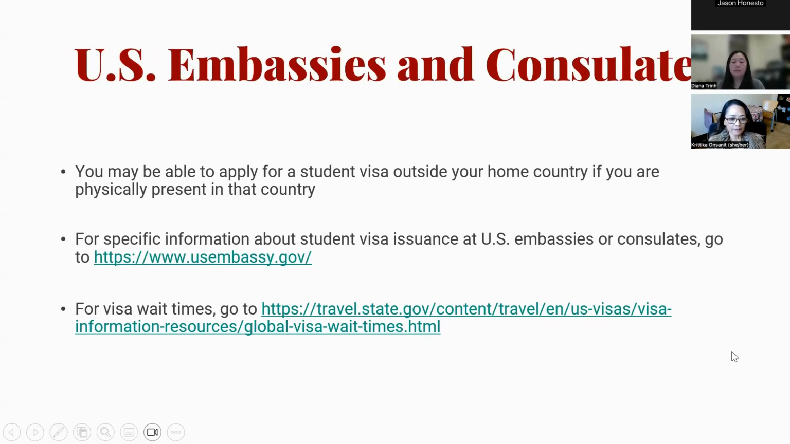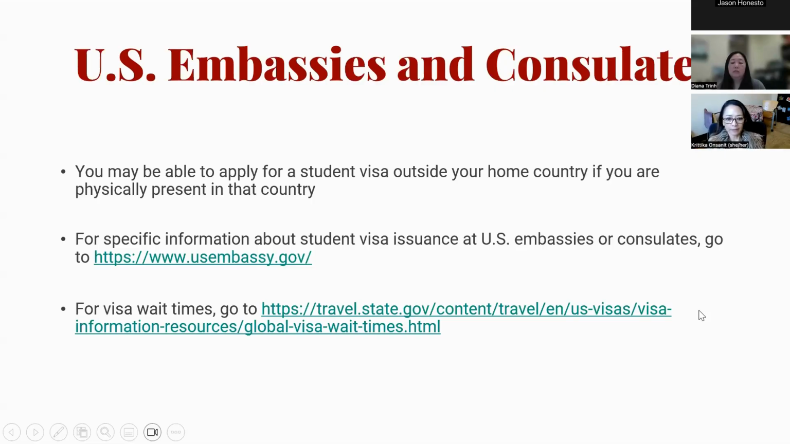Okay, so if you are in the position where you need to apply for that student visa, which most of you probably are, you're going to need to do that in your home country, probably. If you're not in your home country, it may be possible to apply from a third country if you're physically present in that country. But you will have to check with the US consulate or embassy in that third country to see if they are taking F1 student visa applications for your citizenship. We provided a link, usembassy.gov, which has a list of all of the US embassies and consulates.